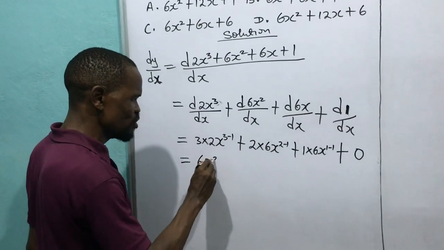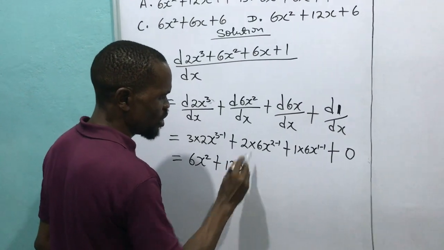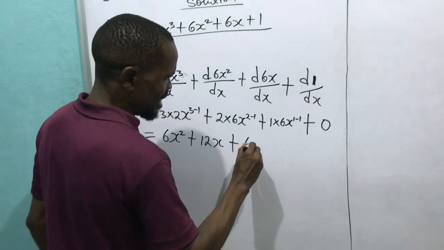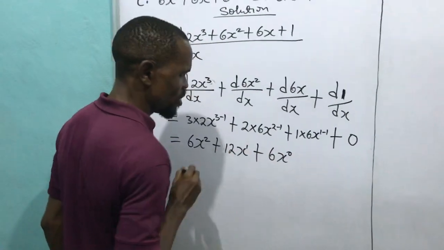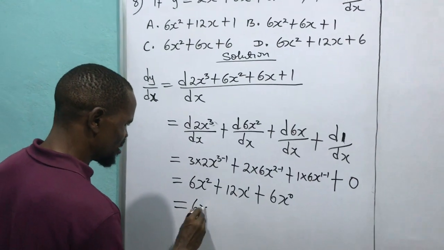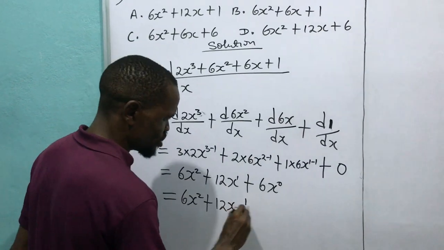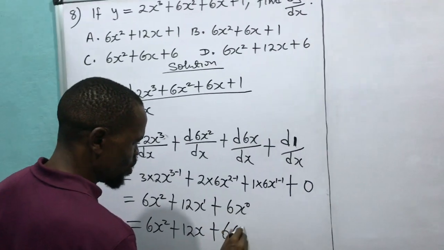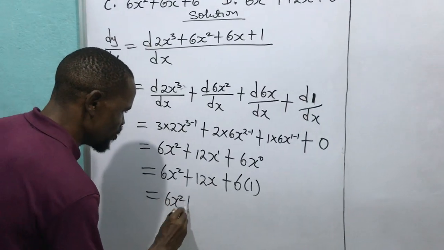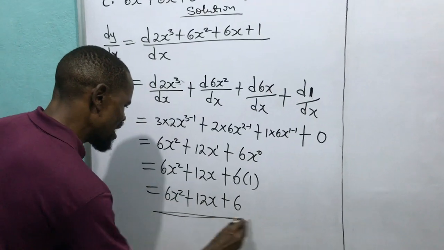Then therefore, this will give me what? 6x raised to the power 2. This will give me what? Plus 12x raised to the power 1. Then plus, this will give me what? 6x raised to the power 0. This is raised to the power 1, and anything raised to the power 0 is 1. I have 6x raised to the power 2 plus 12x plus what? 6.